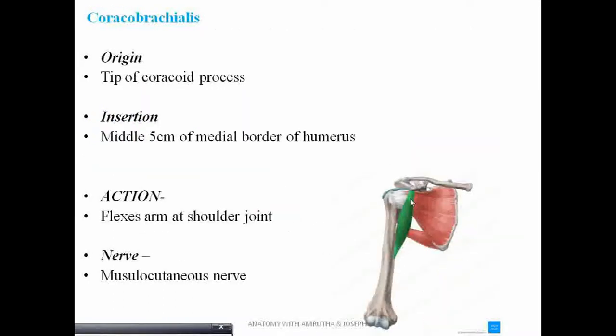Coracobrachialis is a small muscle originating from the tip of the coracoid process, inserted to the middle 5 cm of the medial border of the humerus. Action: flexion of the arm at the shoulder joint. It crosses the shoulder joint, so it can act on the shoulder joint. Nerve supply: musculocutaneous nerve. Musculocutaneous nerve is a branch arising from the brachial plexus, specifically the lateral cord of the brachial plexus.